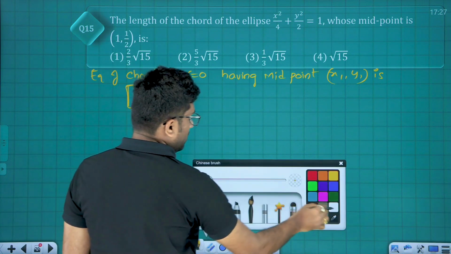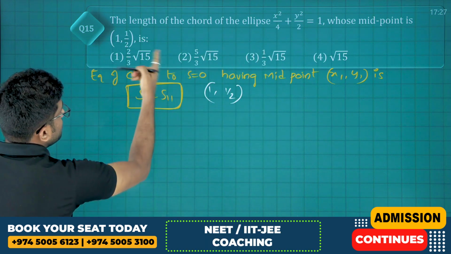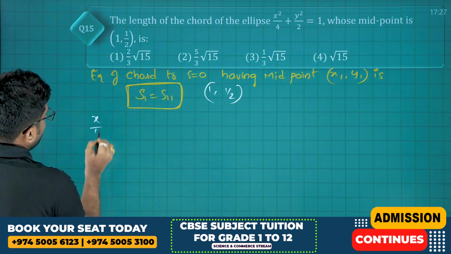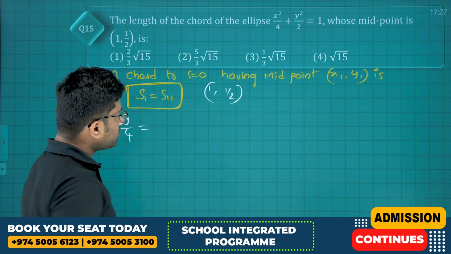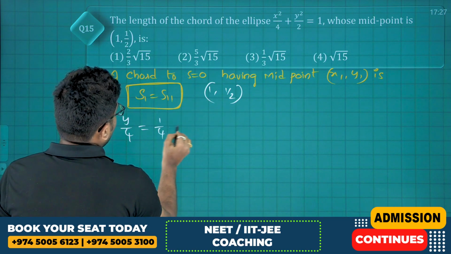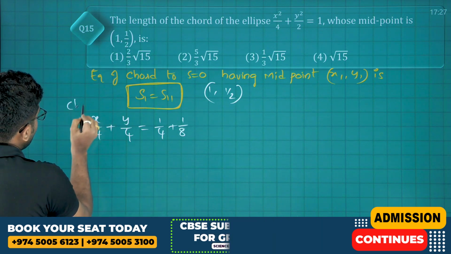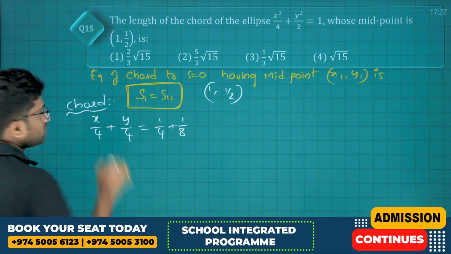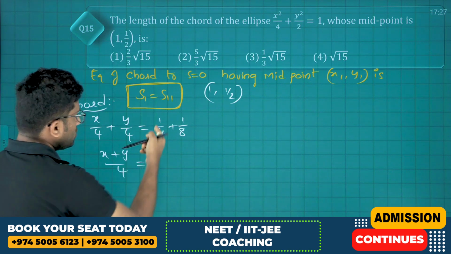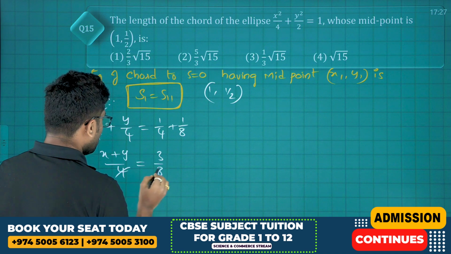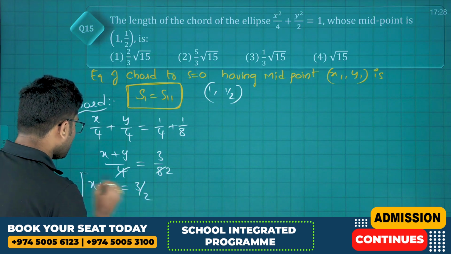And now the point we have is (1, 1/2). S1 equals S11 means what is S1? 1 into x by 4 plus y by 4 (y by 2 into 1/2) equals S11. S11 means 1 by 4 plus 1 by 4 by 2, that is 1 by 8. So this is our chord. So x plus y by 4 equals 3 by 8. So x plus y equals 3 by 2 is the equation of the chord.